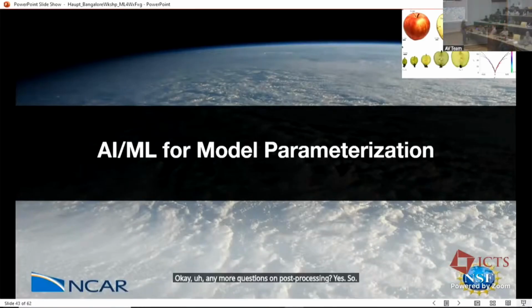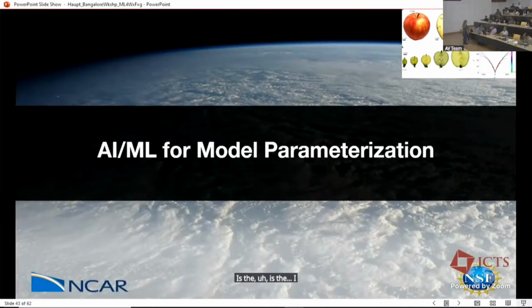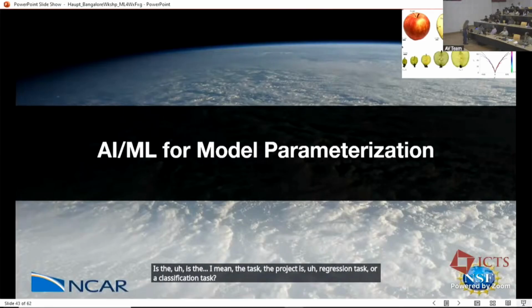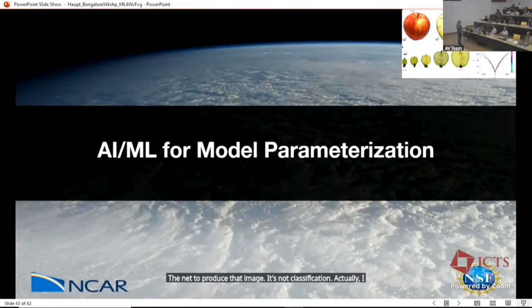My question is regarding that interpretable deep learning for severe hail forecasting. The method that is used for interpretation, that is backward optimization, right? Right. Is the project a regression task or a classification task? It's really a regression task. It's doing that back propagation through the net to produce that image. It's not classification.